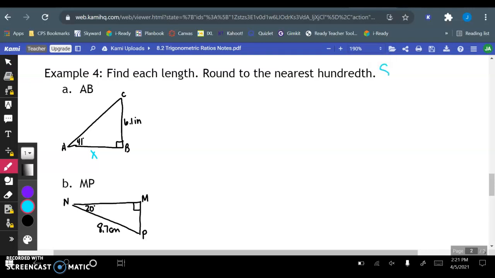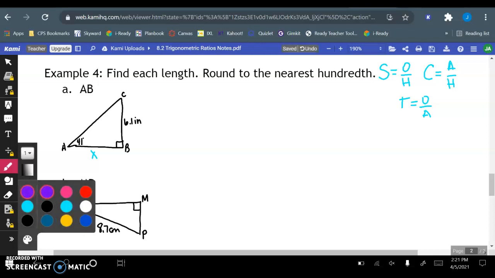So what I'm going to do is write down the sine is opposite over hypotenuse. The cosine is adjacent over hypotenuse. And the tangent is opposite over adjacent. So we're being asked to find side AB here. We already know this angle measure here is 41. We know its opposite, and we don't know its adjacent side, but that's what we're being asked to find.